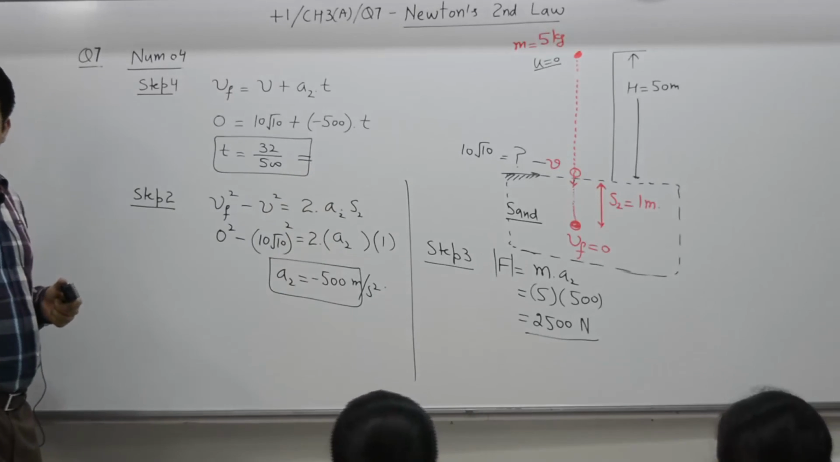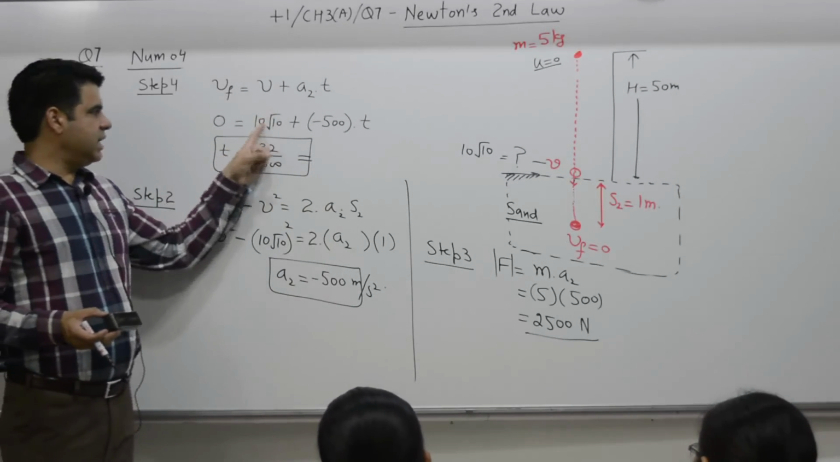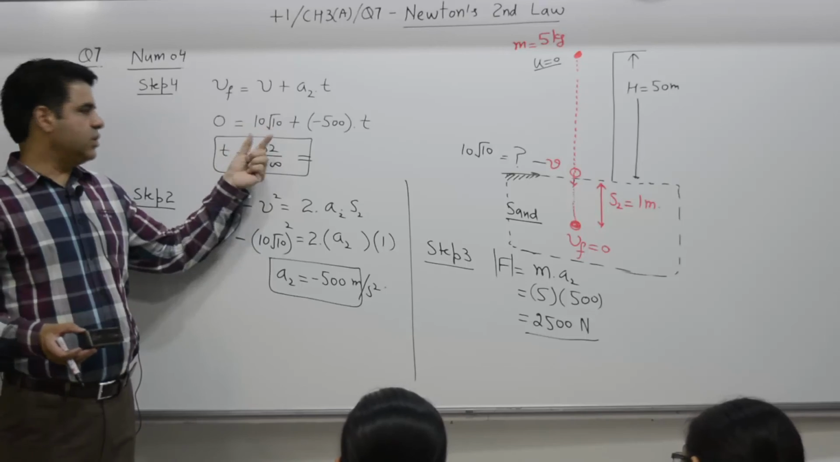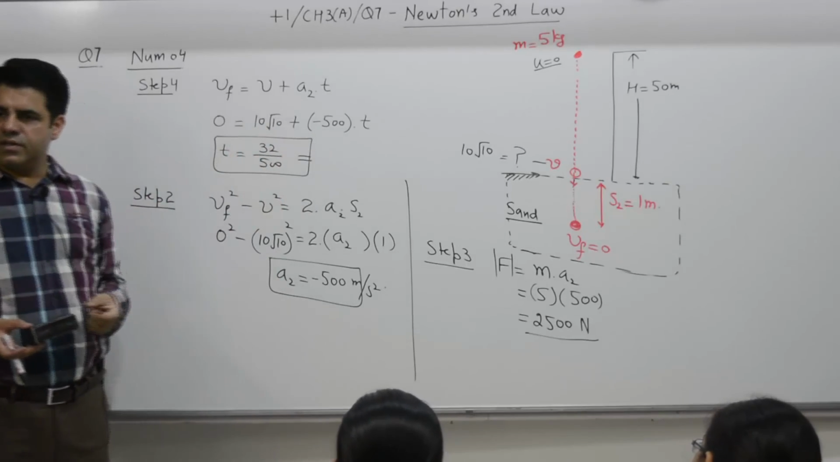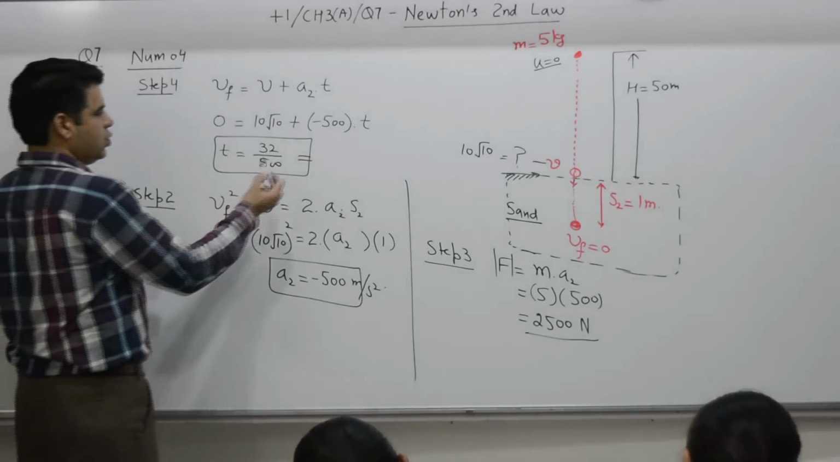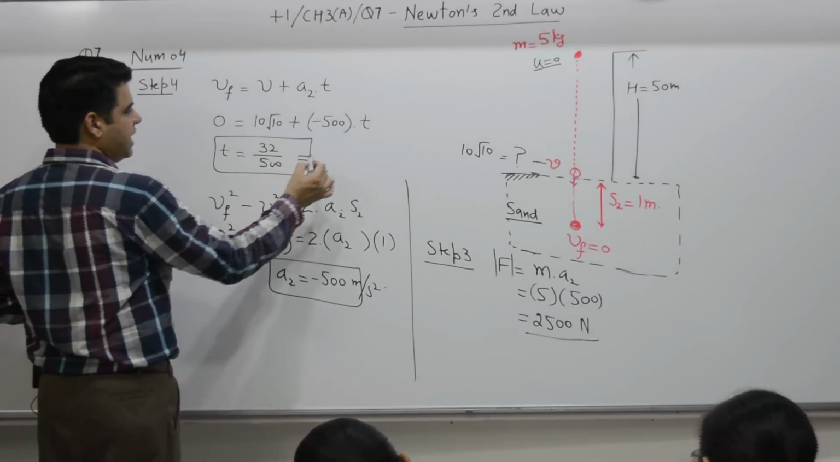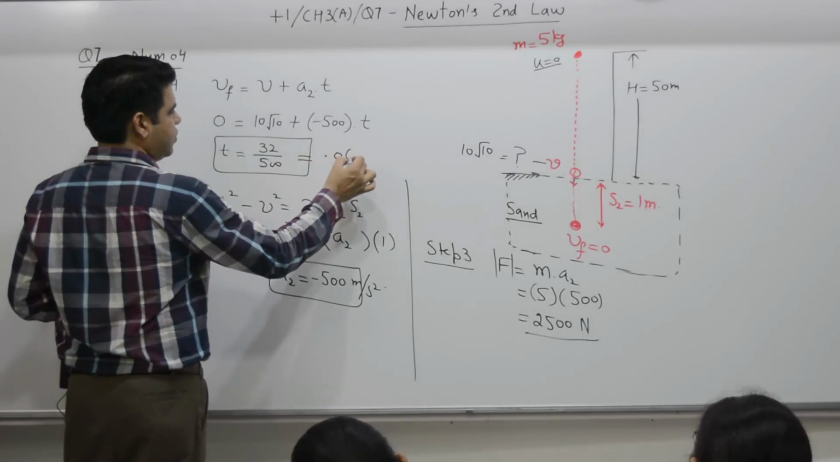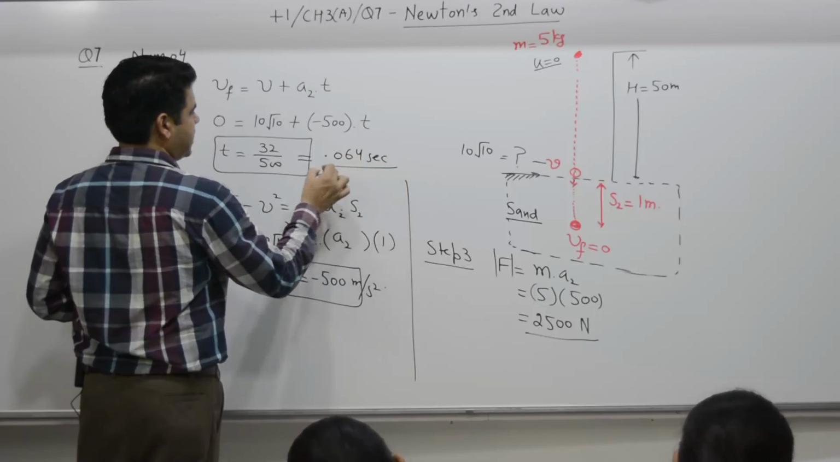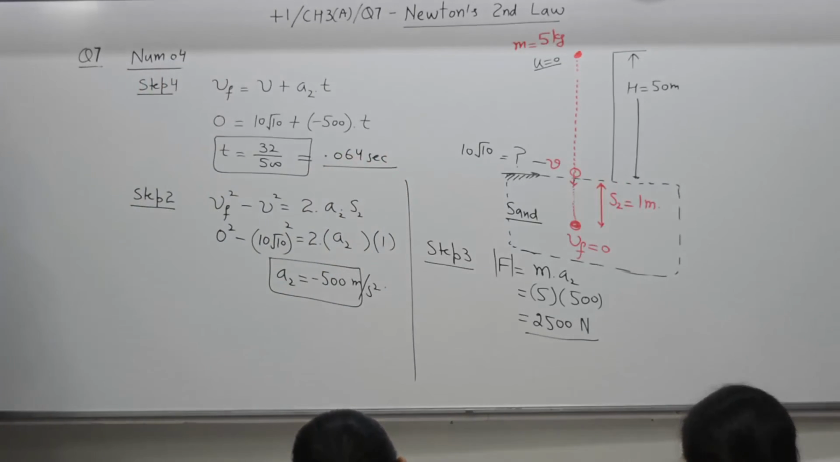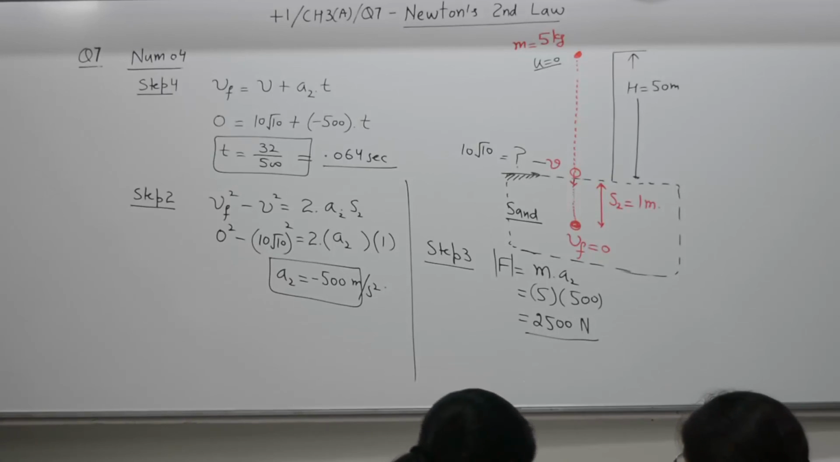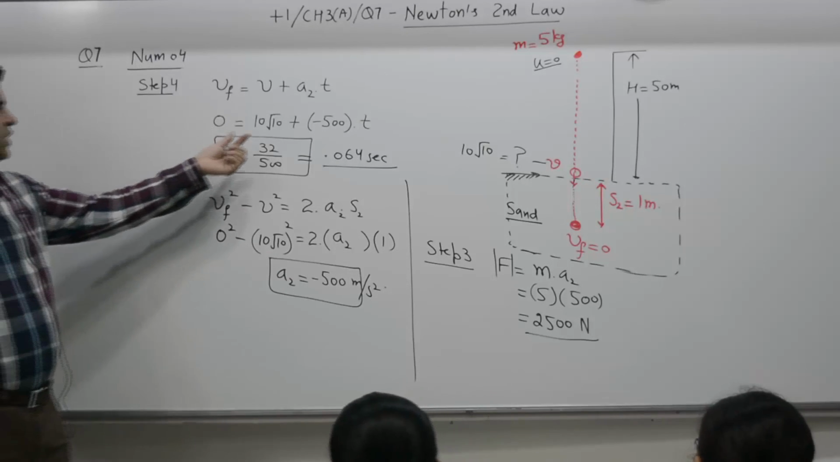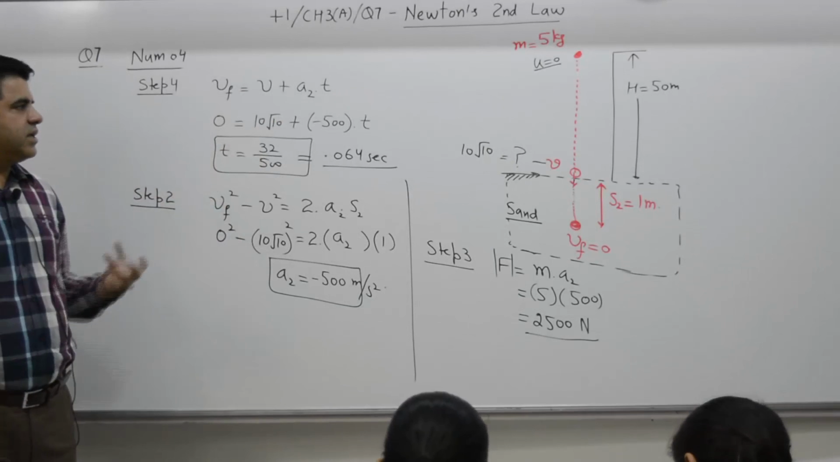Approximately. Fine, if root 10 is 3.2, 3.2 into 10 is 32, 32 divided by 500, multiply and divide by 2. If you multiply and divide by 2, it is 64 by 1000, 0.064 seconds. Right? Approximately, not exact because we are using the value 10. It is approximate value.